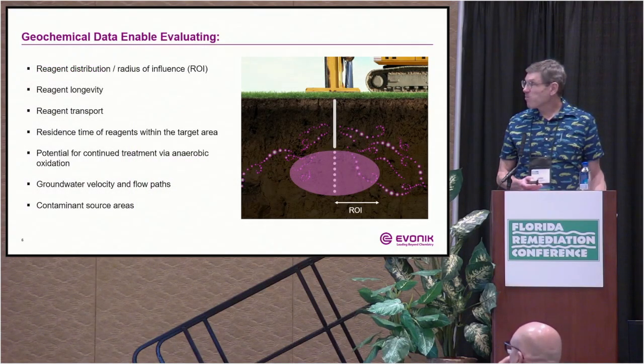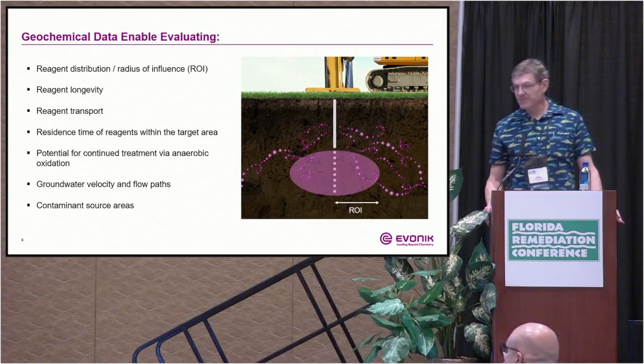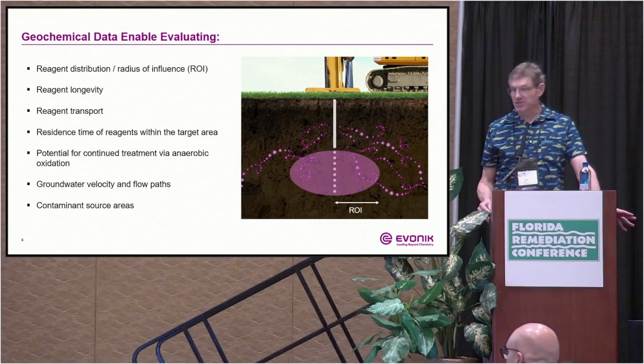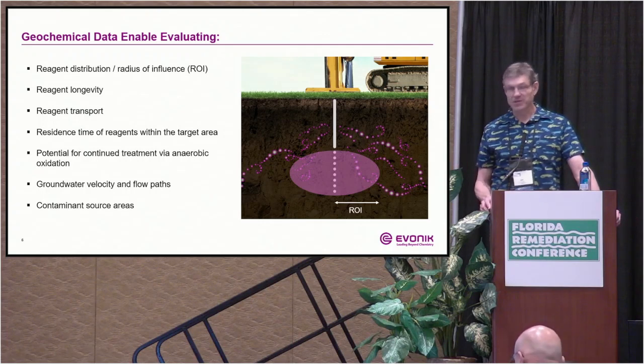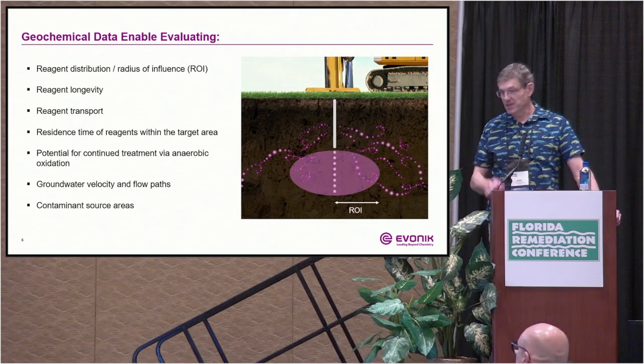So what do geochemical data help you to see? Well, obviously you can see where did my reagent go? What's my radius of influence? You can get a sense of longevity. How was it transported? What's the residence time? Did it just move along or is it still in the same place? What's the potential for continued treatment?